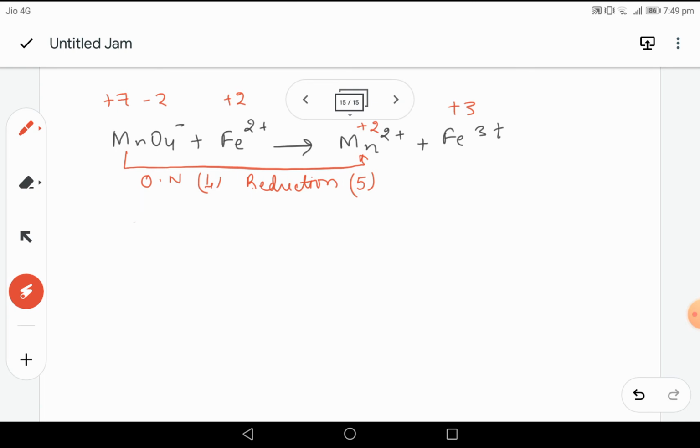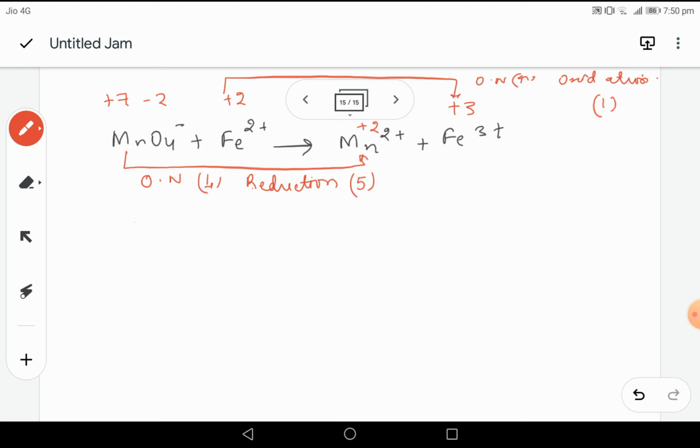Now let us move to iron. Oxygen is minus 2 and we don't have oxygen here, so we need not pay attention to it. Fe is plus 2 and here it is plus 3. So it means that the oxidation number has increased. An increase in the oxidation number means that Fe2+ is undergoing oxidation. And by how much? Plus 2 is changing into plus 3, so oxidation is by 1.